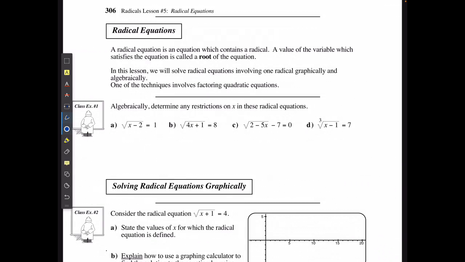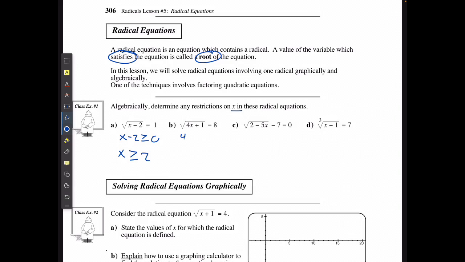A radical equation is an equation which contains a radical. A value of the variable which satisfies the equation is called a root. In this lesson, we're going to learn how to solve these. So, the first thing is I need to determine any restrictions on x. That means I'm just looking at the radical, and I know that in order for it to be possible, the radicand has to be greater than or equal to 0. So, x minus 2 has to be greater than or equal to 0. The one on the outside doesn't matter. It's only values that are going to make the radical impossible that we have to worry about. So, x is going to be greater than or equal to 2.